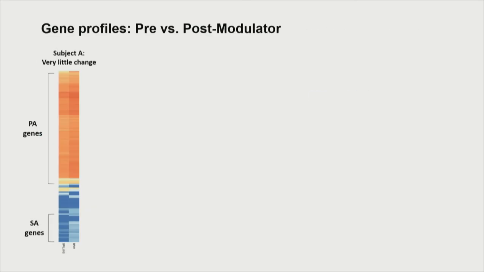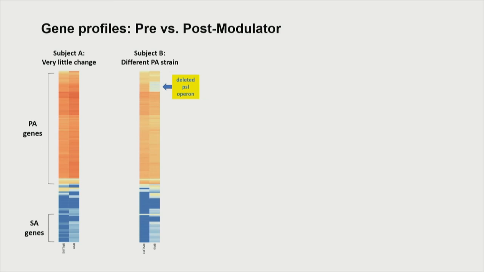Now, how would that apply when it comes to modulators? Well, what happens when you apply a panel like this to the same patient before and after they're treated with a modulator? It's a part of what we're interested in looking at with this panel, and luckily we were able to have 3 patients where we could actually look at that. And so we have subject A, who in this first column, this is pre-modulator, and the second column is post-modulator. And you can see here there's very little change.